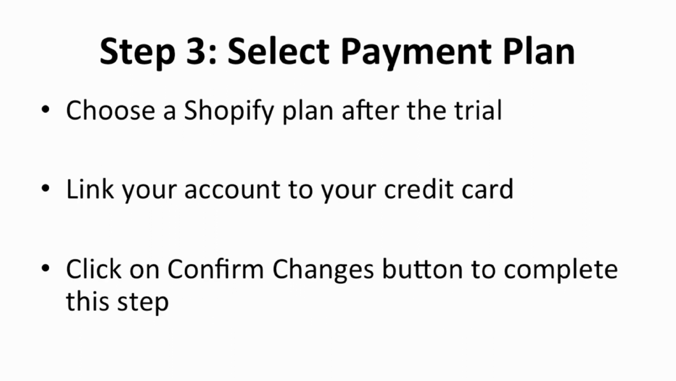This step happens only after you've finished up the trial plan. You will need to choose a Shopify plan and link your account to your credit card. As I've mentioned, there are a few plans from $9 up to $179. Pick one of the plans that suits your business and select your payment method. And then click on the Confirm Charges button to complete this step.